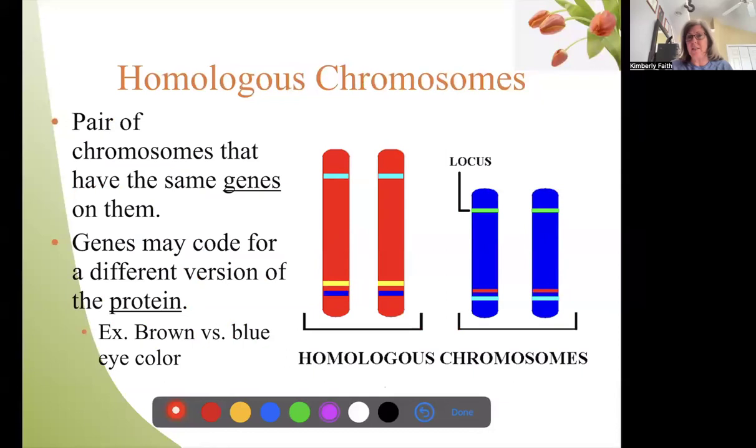So here's another picture of those homologous chromosomes. Again, they have the same genes on them. They may have a different version of that gene. For example, if this right here was eye color, maybe dad has blue eyes and mom has brown. Or we could do hair color or whatever. Every parent has their own specific characteristics.